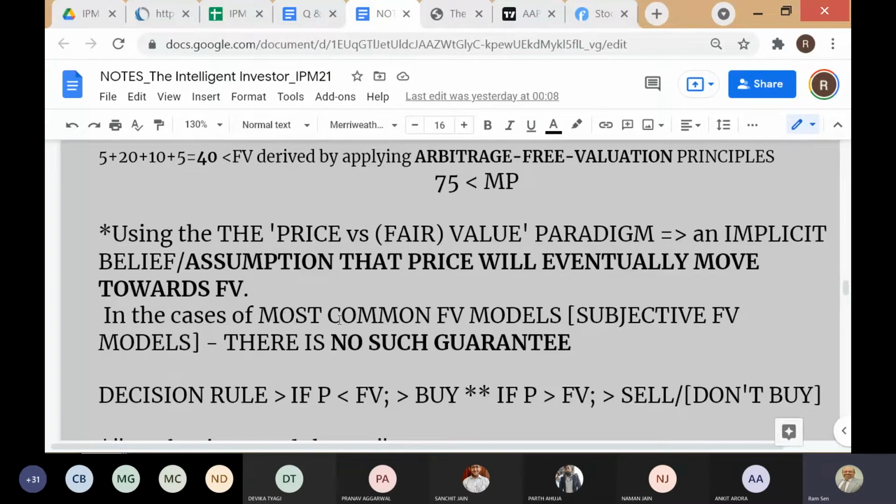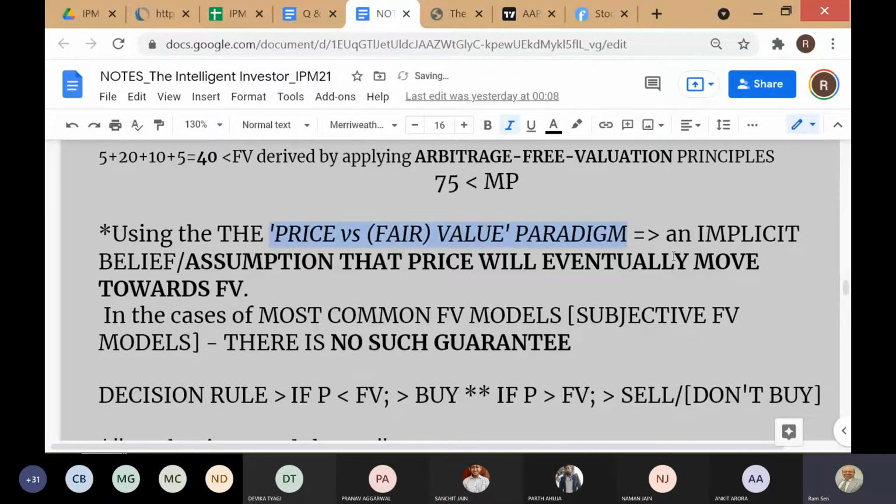It's very important to understand. I'm going to quickly wrap it up once again. So you're using what is called the price versus fair value paradigm. Very important to understand that. You may not be aware of it, but most of the time when you're doing fundamental analysis, this is the kind of paradigm that you're using, right? And in the case of most of the common fair value models, I give you the exception in the case of AFV. Okay, we can call this AFV.